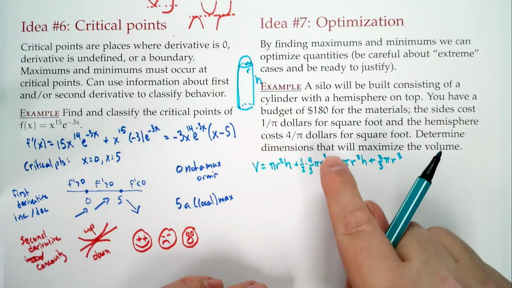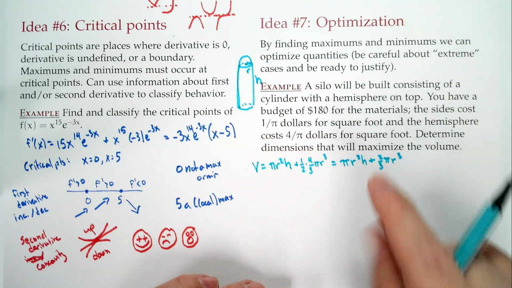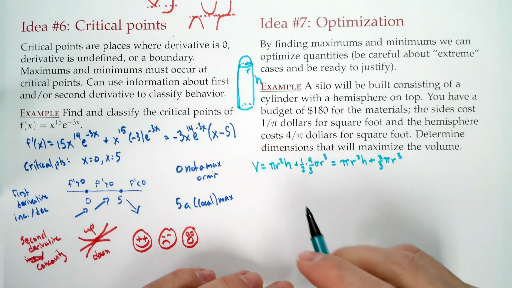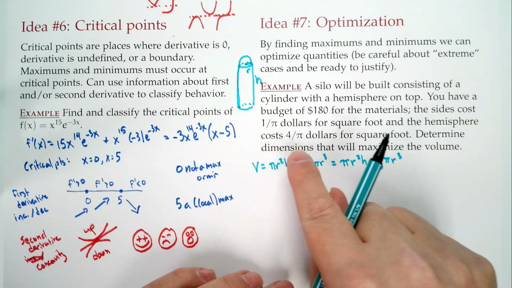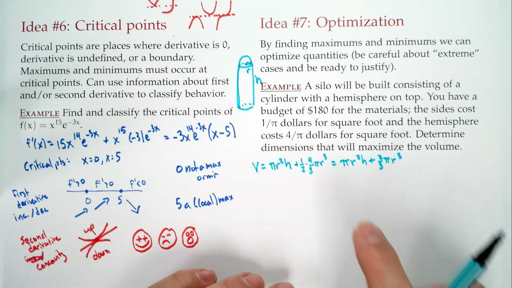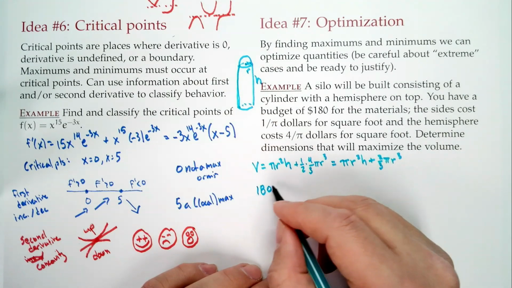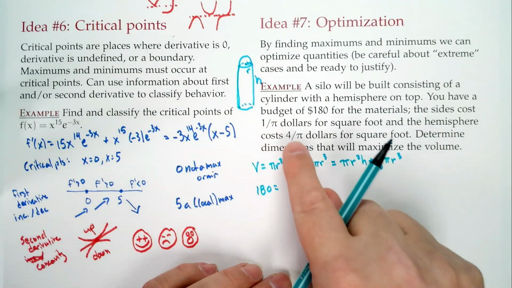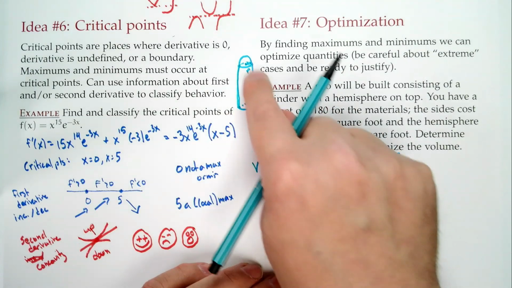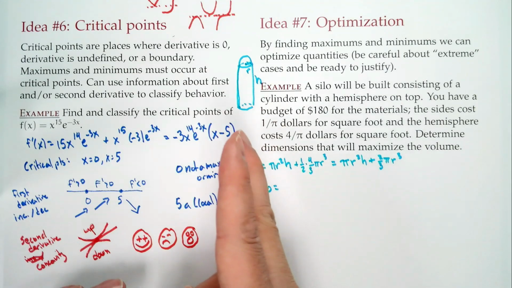So let's do the other part, which is the money. Okay, so we have a budget for materials. So we say, look, how much area is there? Now, what do we have? We have $180, and that has to equal the money we spend on the materials. So think about the cylinder. Now, if you want to think about the cylinder, you can grab a pair of scissors and cut.